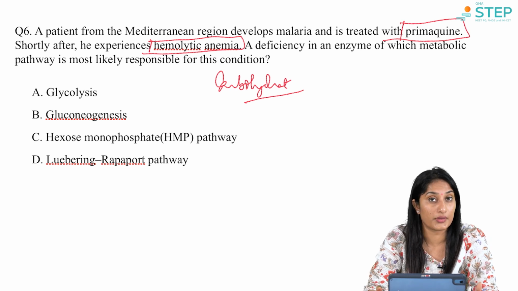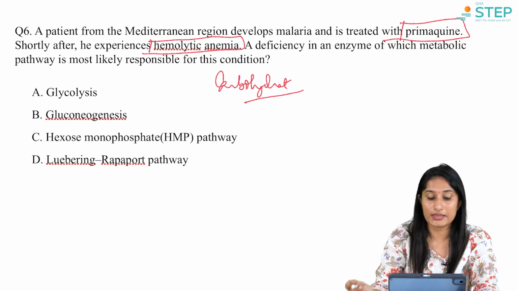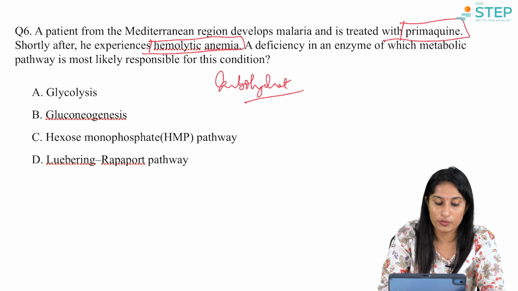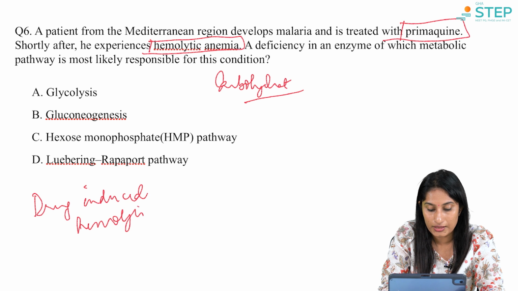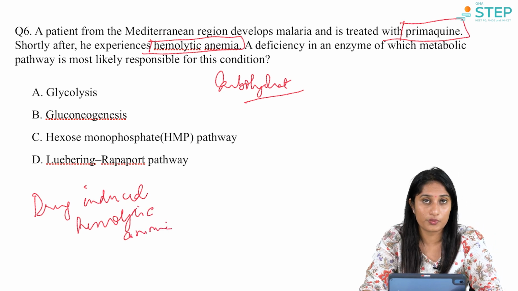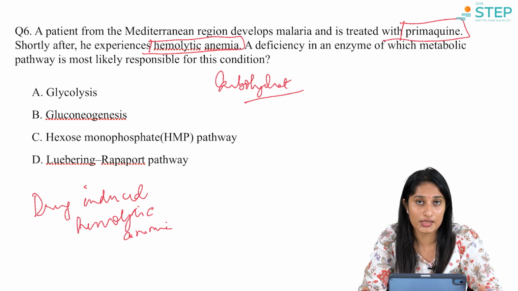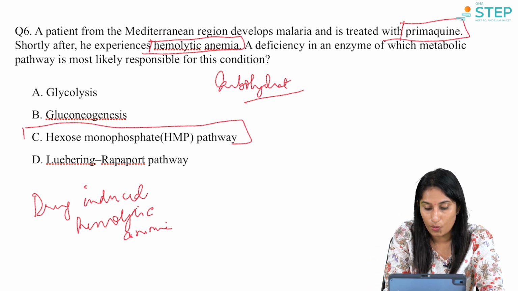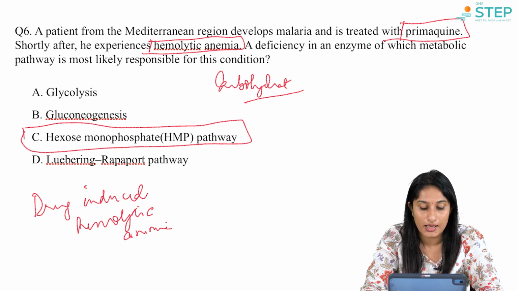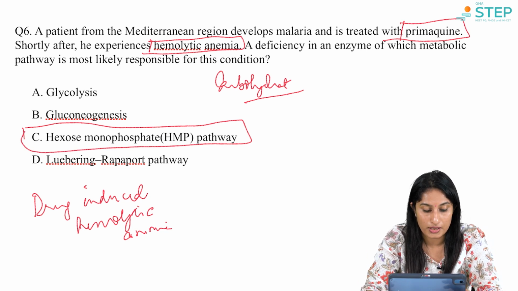Now, the patient is a malaria patient who has been taking primaquine. So, once he's taken primaquine, he's developed hemolytic anemia. What do we call such kind of hemolytic anemia? We call it drug-induced hemolytic anemia. Otherwise, he would not have got this hemolytic anemia. Because he's taking this drug, he's getting this anemia. What is the correct option? The correct option is option number C, that is hexose monophosphate pathway.